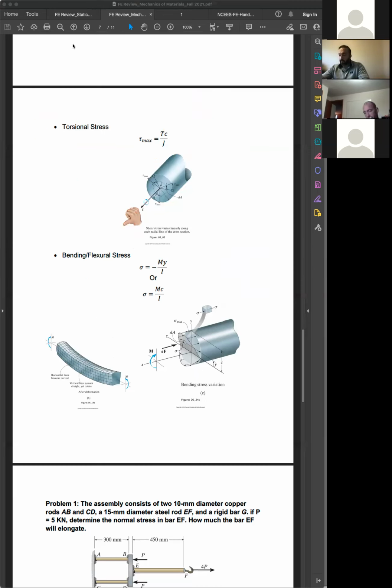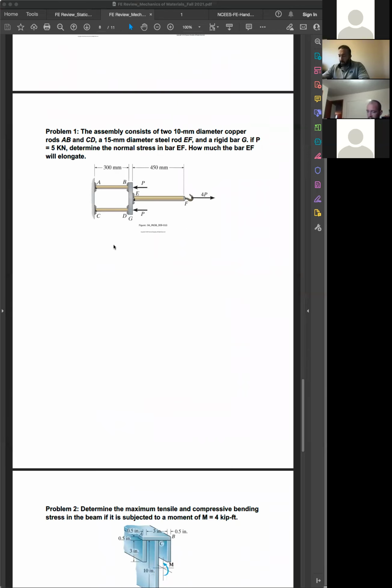Let's continue. All right, it says the assembly consists of two 10 mm diameter copper rods, AB and CD, and a 50 mm diameter steel rod, EF, and the rigid bar G. The bar G is rigid, so it means that it wouldn't deform. If P is 5 kilonewton, determine the normal stress in bar EF. So it wants us to find the normal stress.